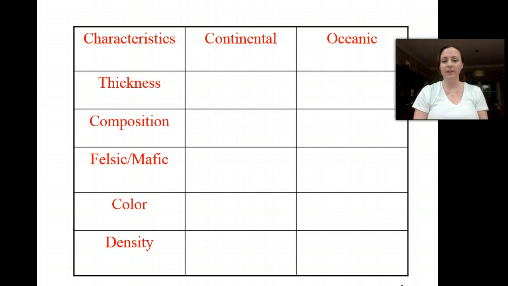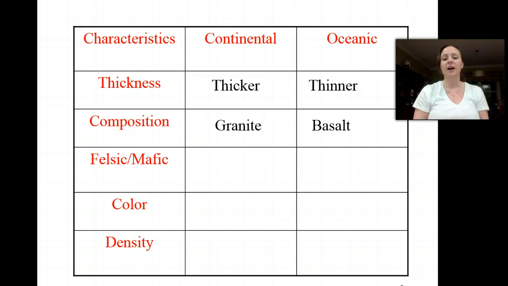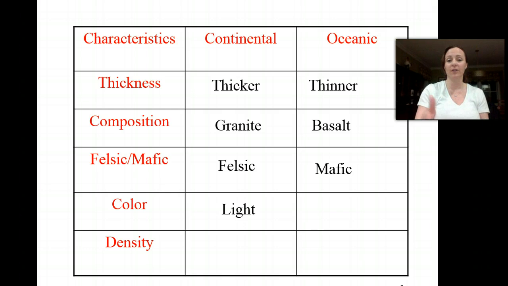Let's talk about these differences. So the continental crust is thicker, as we saw in that diagram. The oceanic is thinner. The composition: the continental is made of granite, which we know is an igneous rock, and the oceanic is basalt, another igneous rock. Well, we also know that if it's granite, then it has to be felsic, and if it's basalt, it has to be mafic, which makes the color of the continental lighter and the oceanic color a little darker.